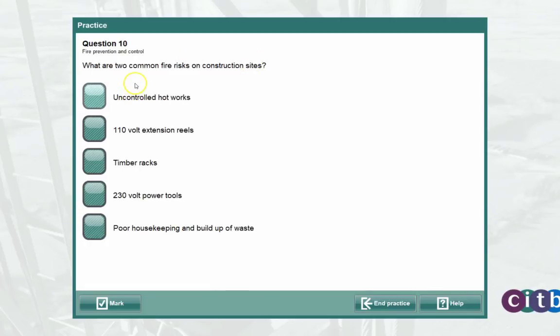What are 2 common fire risks on construction sites? Uncontrolled hot works. 110-volt extension reels. Timber racks. 230-volt power tools. Poor housekeeping and build-up of waste.